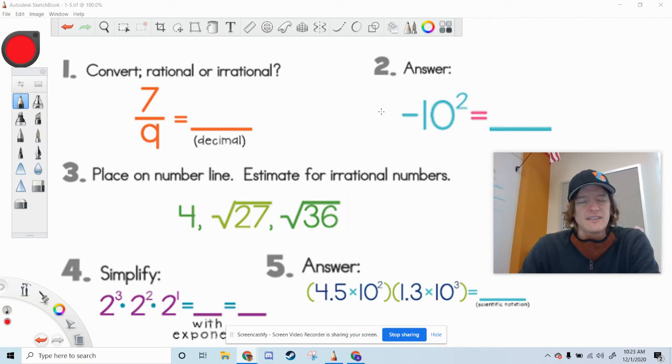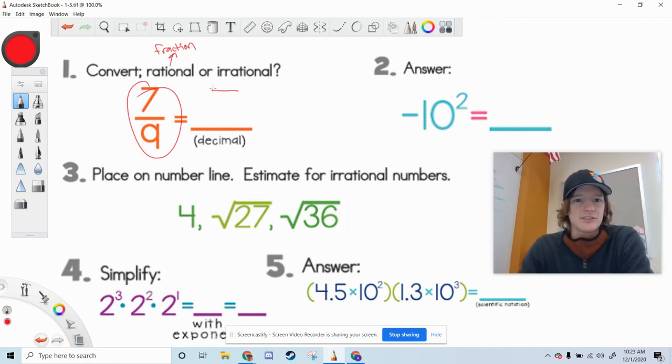I think you're going to get a repeated one on that one, so if you have a repeated decimal, all you need to do is write the first digits that repeat and put a little line over it. Is it rational or irrational? Well, rational means you can write it as a fraction. Well, guess what? We wrote it as a fraction. So that should tell you there.